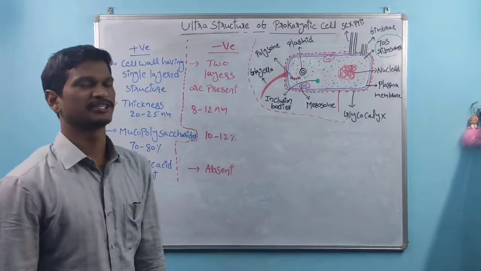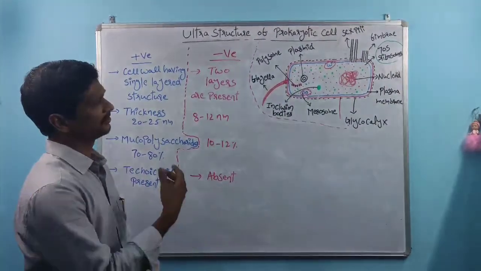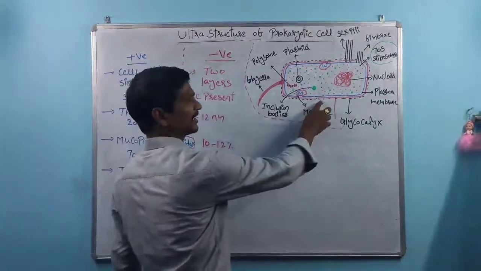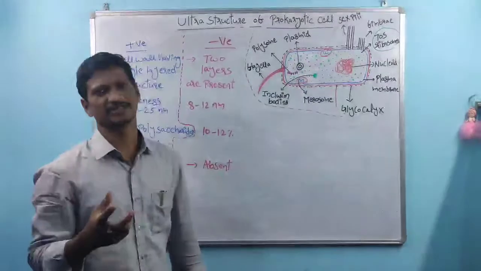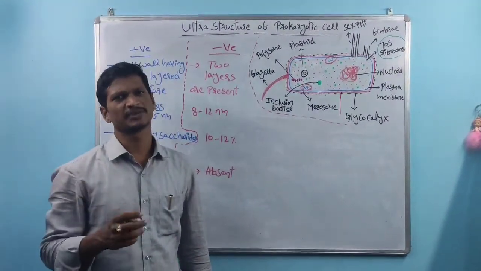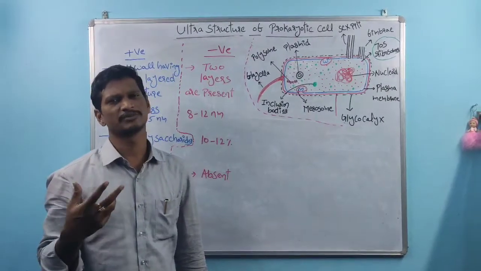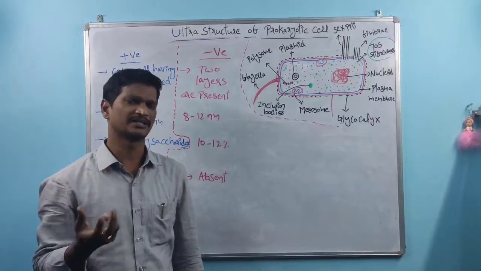In the last class, we discussed the different parts of the bacteria, and we already discussed the outermost part of the bacteria, that is the glycocalyx layer. After that, we discussed the cell wall structure and the composition of the cell wall in different types of bacteria. So we have discussed all the components and compositions of the bacterial cell wall.